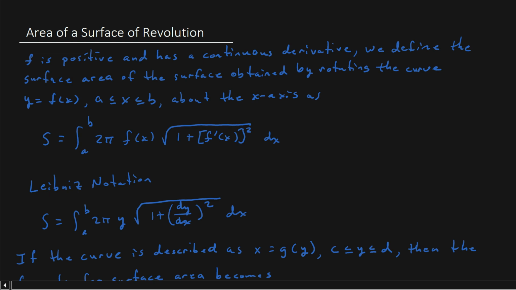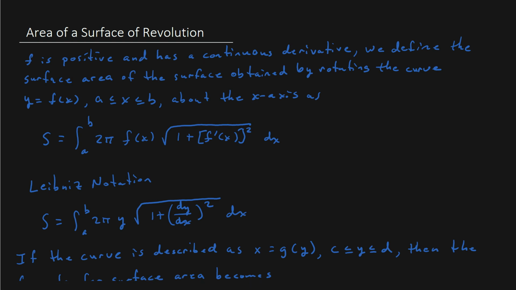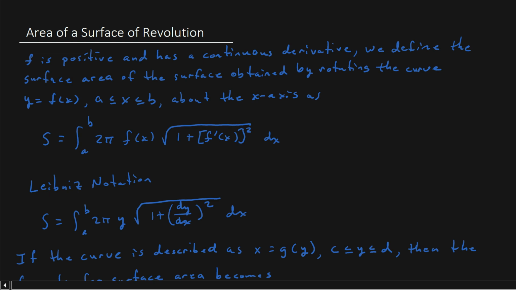So it says f is positive and has a continuous derivative. We define the surface area of the surface obtained by rotating the curve y equals f of x, where x is between a and b, about the x-axis, as S equals the integral from a to b of 2 pi f of x times the square root of 1 plus f prime of x squared dx.